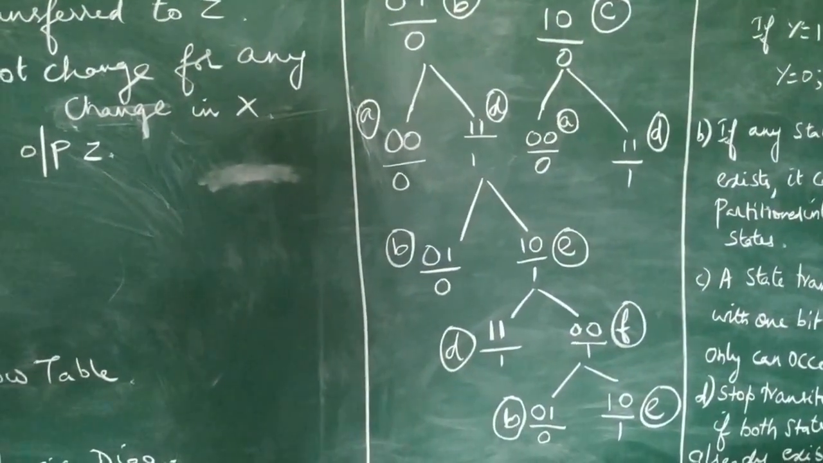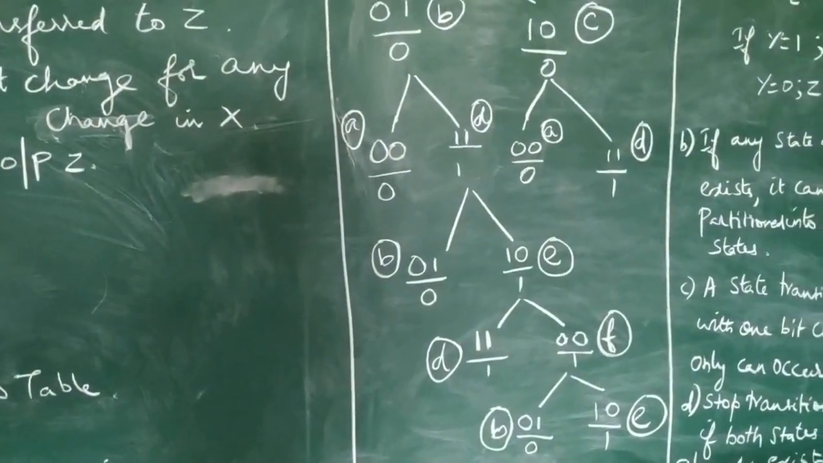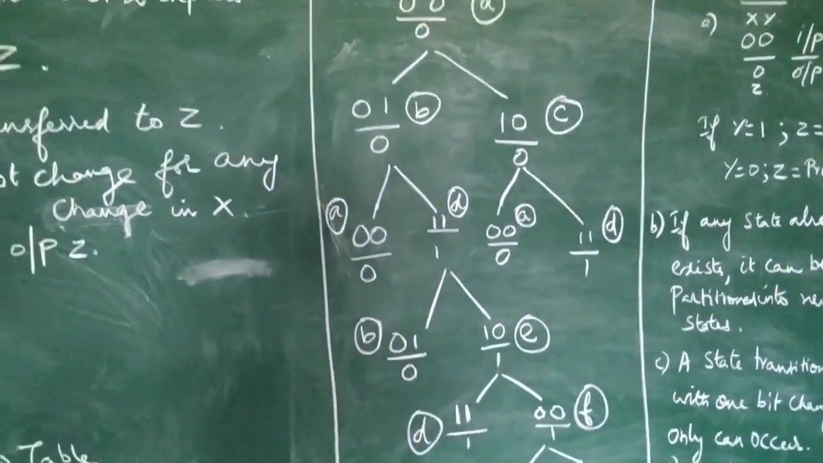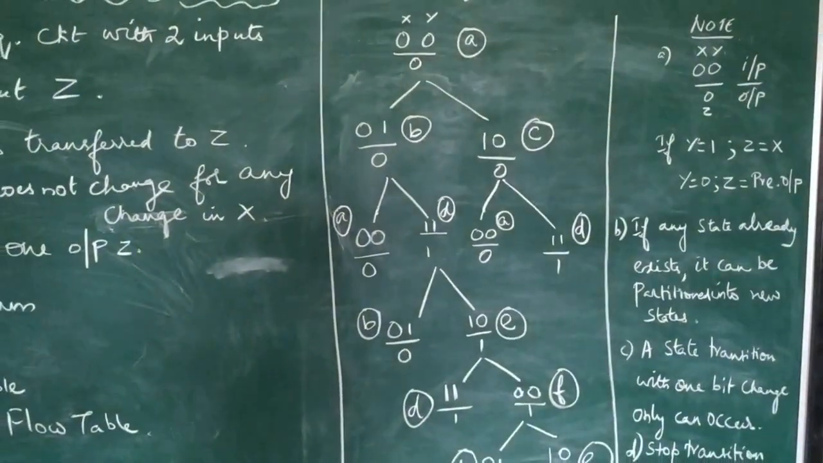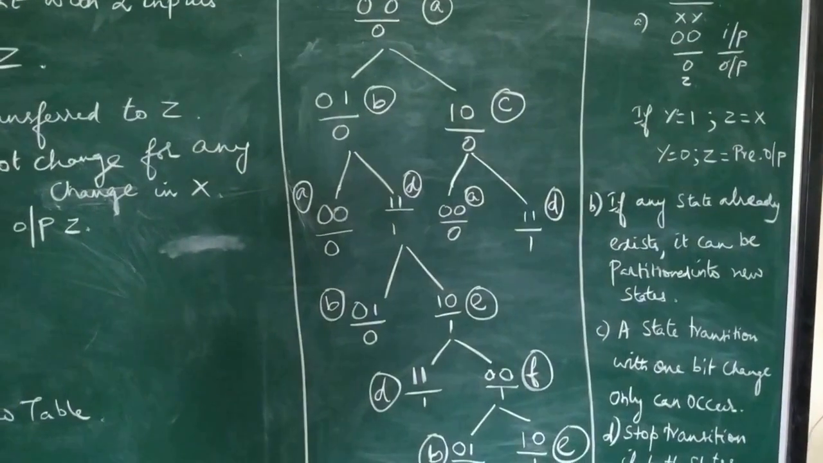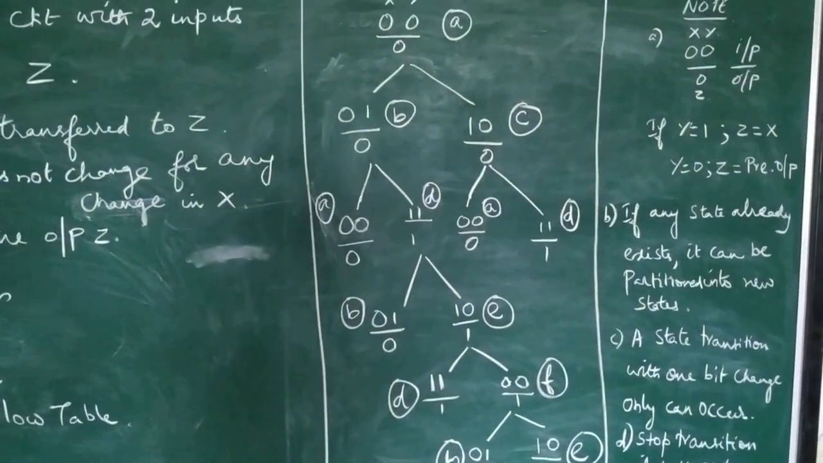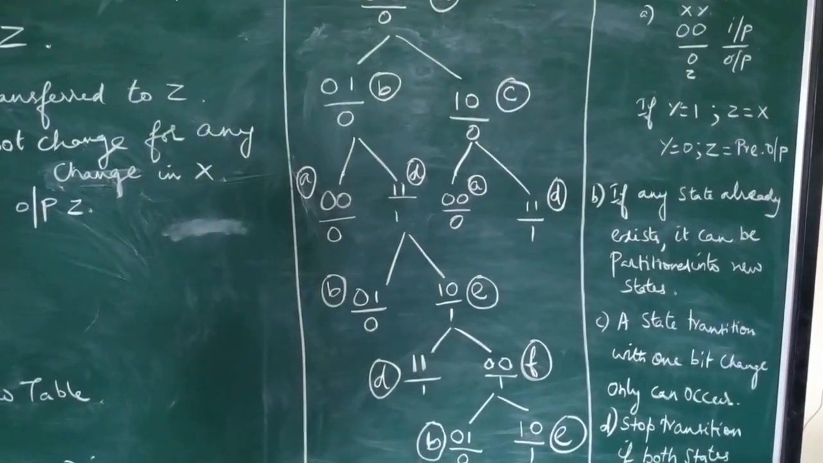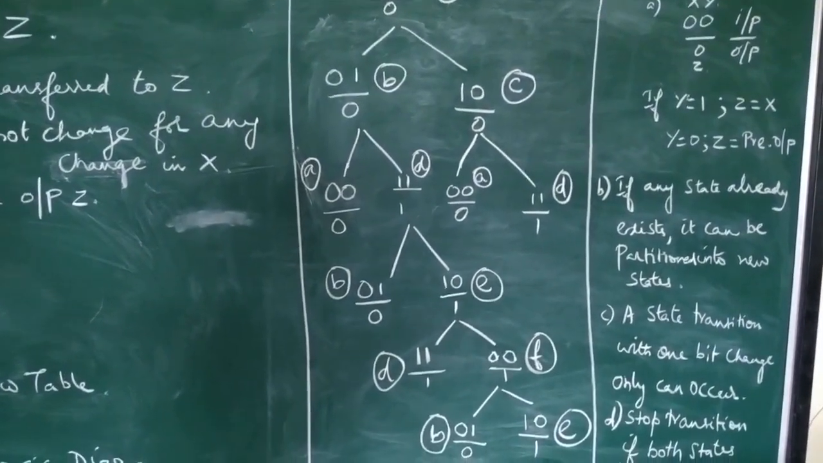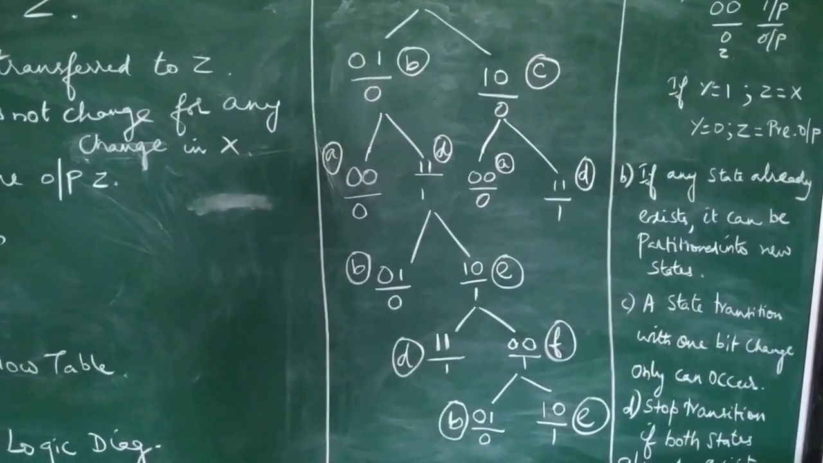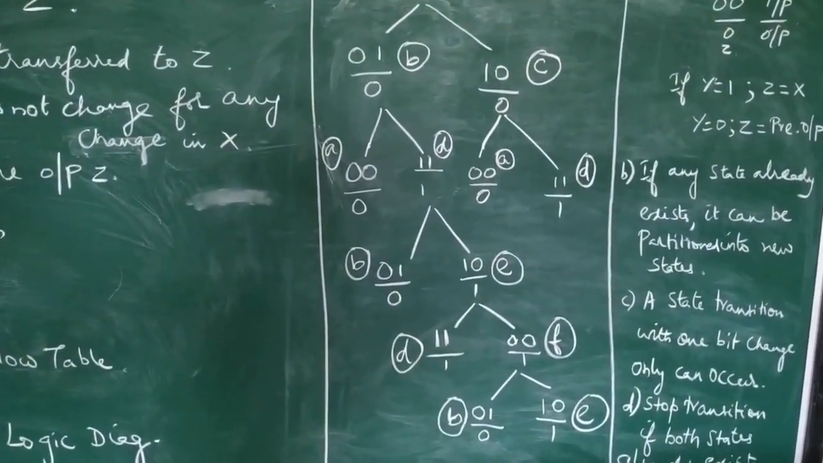Then 1 1 by 1 is already there. What name is given there in the third level? For 1 1 by 1, it is D. So repeat it here. And then 0 0 by 1 is not already there, so it is a new state. Give it a new name. After E, it is F. Follow the order. Otherwise, we will be in trouble for the next step when we do the primitive flow table.